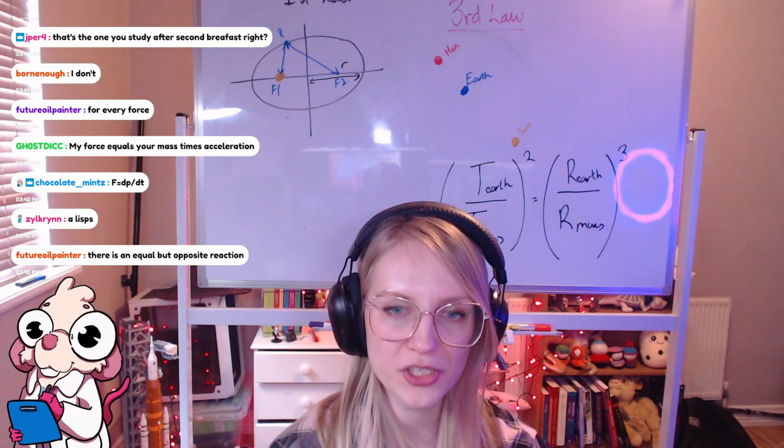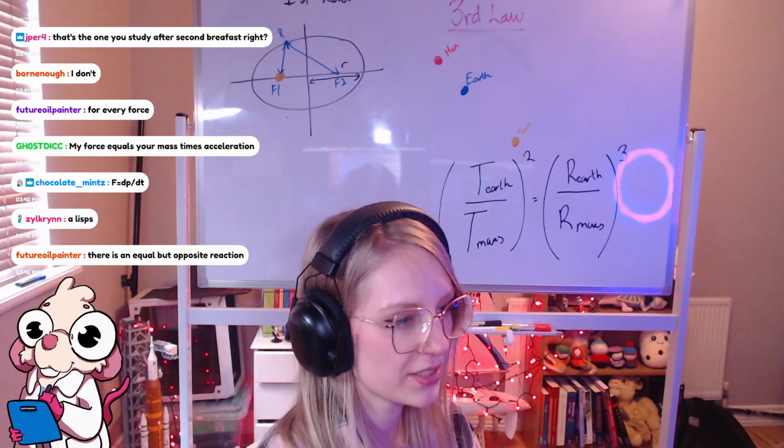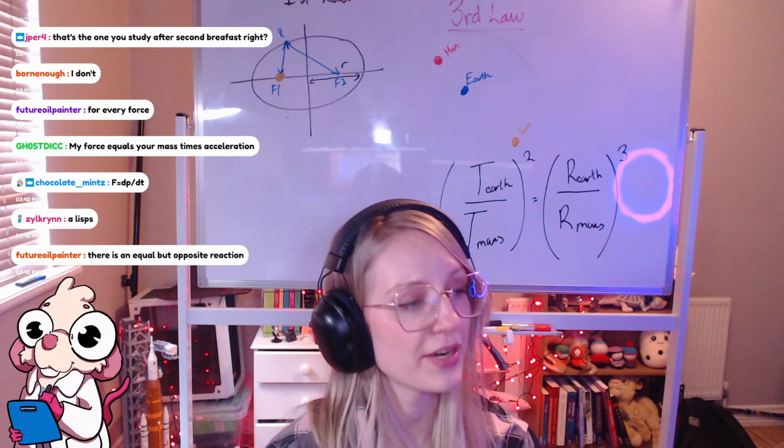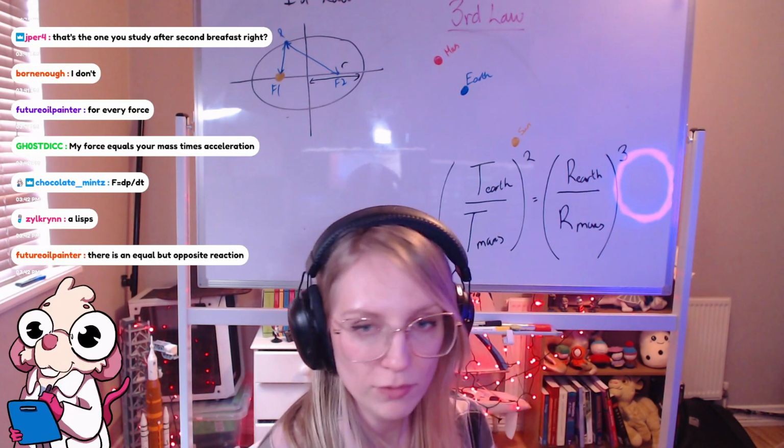The first law is all about inertia. The second law is force is equal to mass times acceleration. And the third law is every action has an equal and opposite reaction, which is how we get rockets into space.